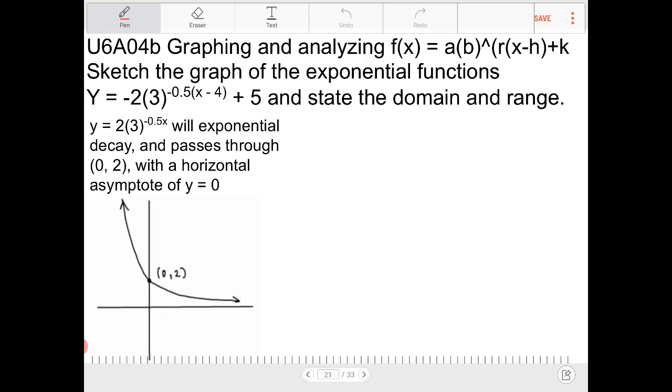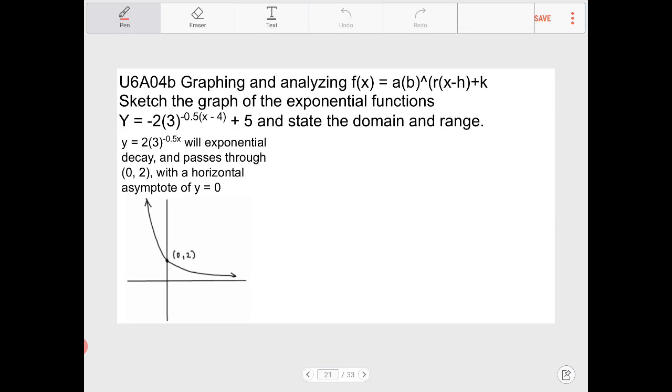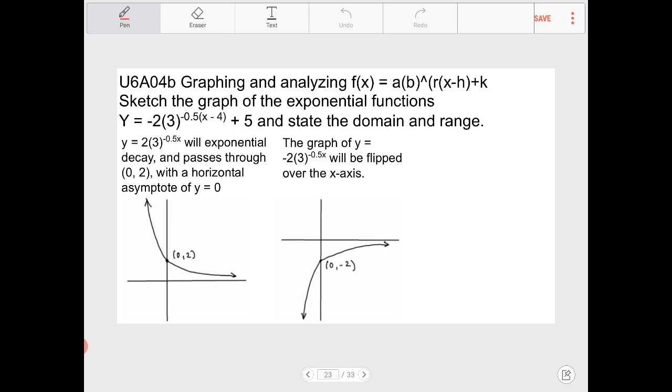So we have this graph right now. This is not the final, right? We still need to shift this horizontally and vertically. We're going to move this 4 units to the right and, oh, actually, no. Before we do that, I did not apply this negative. What will that negative do, you may be wondering? We're going to be flipping this over the x-axis. So it's going to look like that.